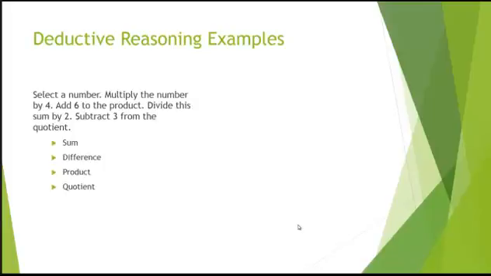So here are some deductive reasoning examples. You'll see this one many times in the book, where you'll have select a number, multiply the number by a number, add a number to the product, which is the answer to a multiplication problem. Divide the sum by 2. Sum is the answer to an addition problem. Subtract 3 from the quotient. Quotient is the answer to a division problem. Then you also might see the term difference, which is an answer to a subtraction problem. So all of these are terms that you might see in problems such as this, and thus we're using our deductive reasoning skills to find the answers.